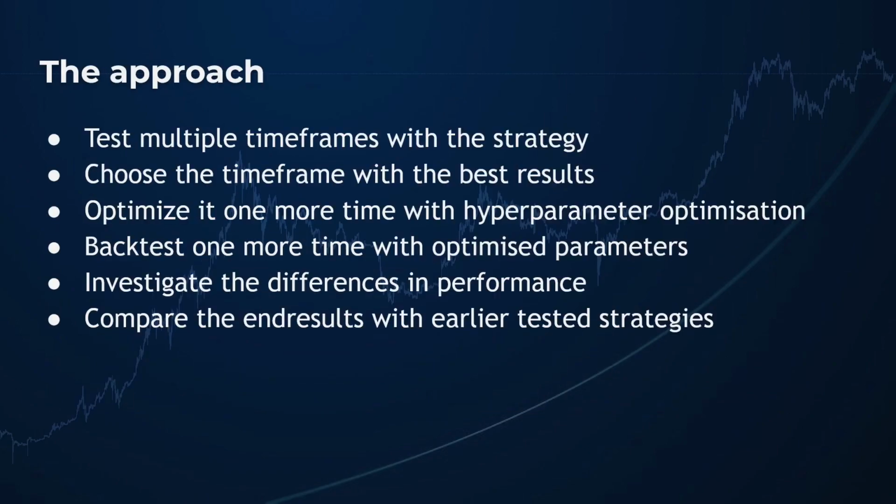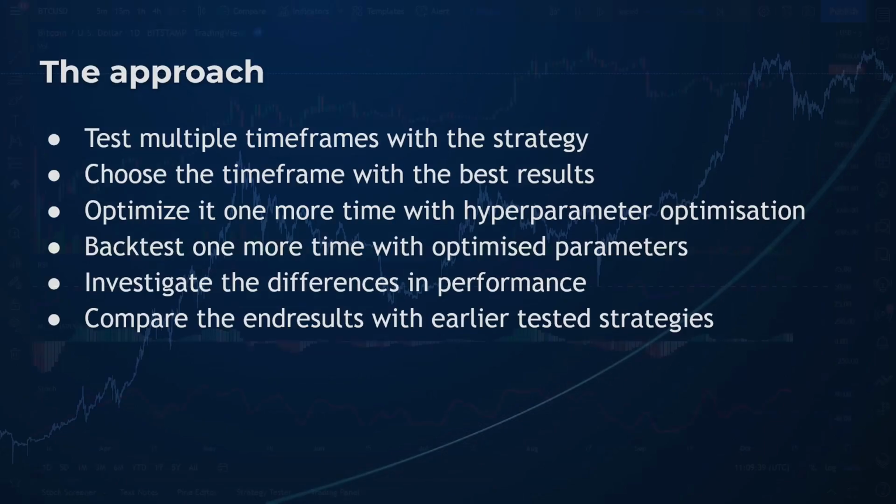Every time I test a strategy, I will do the following approach. I will test a strategy on multiple time frames, even when it's advised to use it on a certain time frame. Then I will choose the time frame with the best results for further improvements. I will optimize the best results one more time with hyperparameter optimization. This is a special Python-based optimization function that can help find the optimal parameter setting for an indicator. Then I will backtest one more time with these optimized parameters to see if I get a better performance or not. If there are very big differences between the original and the improved indicator setting, I will check the charts on what probably happened.